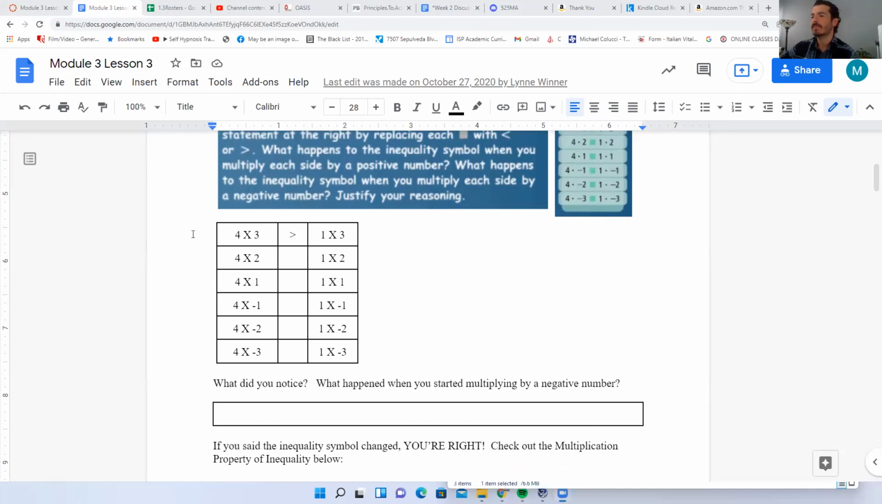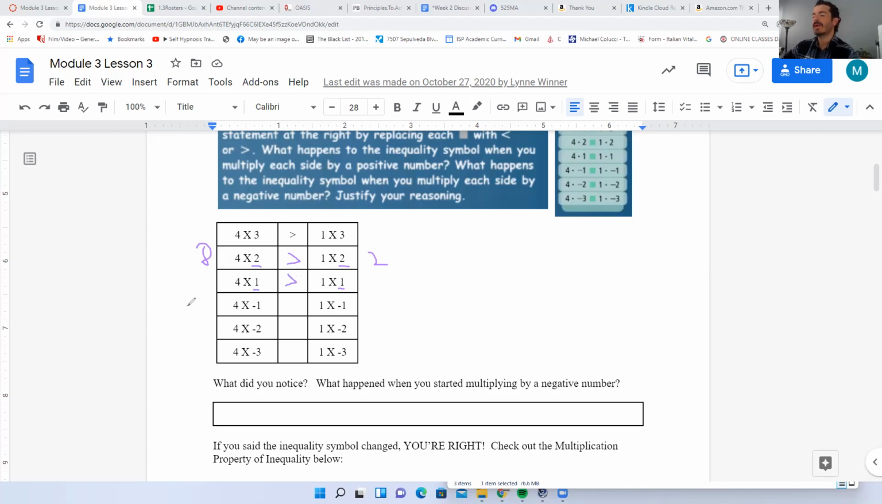Okay, what's 4 times 2? It's 8. And 1 times 2 is 2. 8 is greater than 2. Boom, boom. All they did here was multiply both sides by 2. Here they're going to multiply both sides by 1. I'm going to get 4 and 1. Boom, boom. Here they're going to multiply both sides by -1.